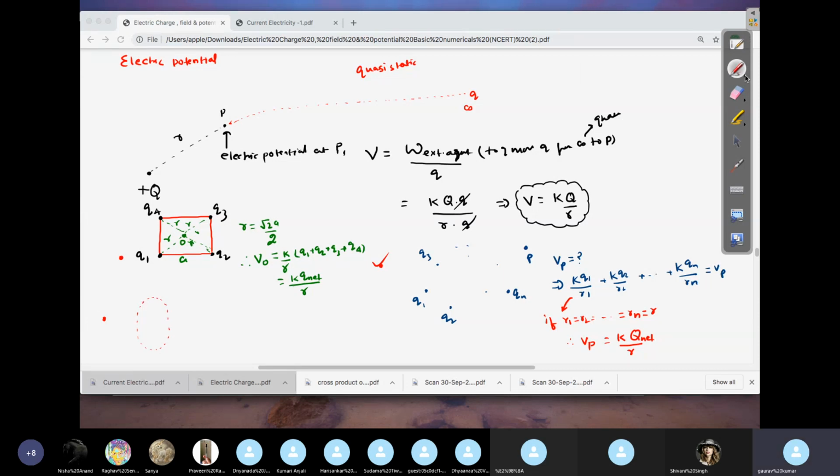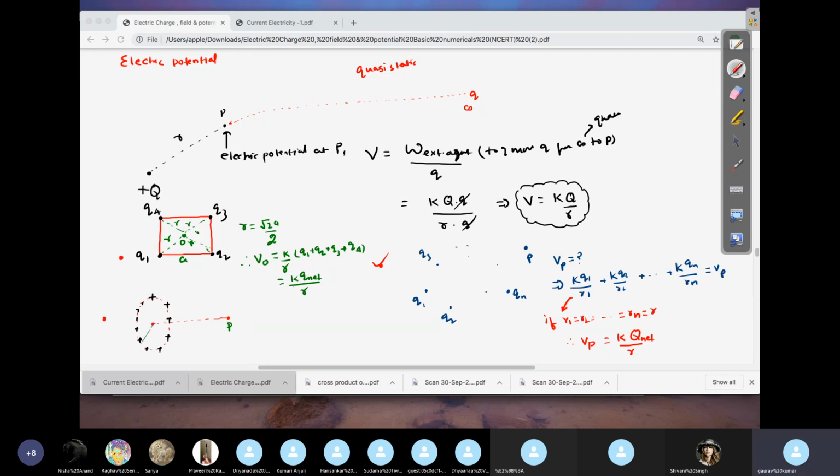Let's say they give you a ring of charge like this. Let's say plus, plus, plus. So all the charges are spread over the circumference like this. Now, on this axial point, they'll give you some point here. Let's say this point is your P.